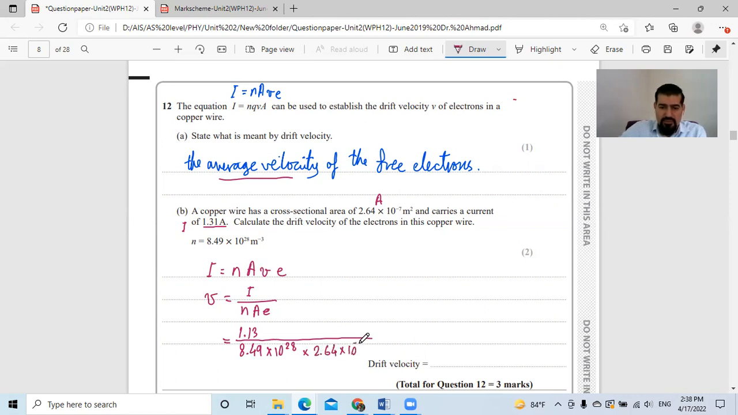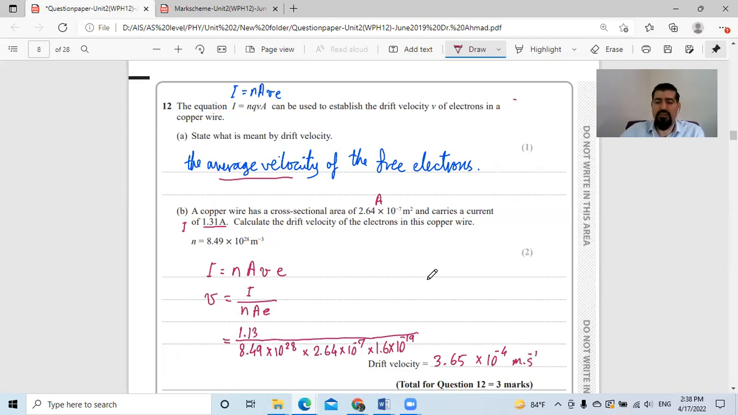8.49 times 10 to the power of 28, the electron density, times the cross-section area, they give it to us, times 10 to the power of -7, multiplied by the charge of each electron. We know that the charge of each electron is 1.6 times 10 to the power of -19, which is a constant value, and eventually our answer will be 3.65 times 10 to the power of -4 meters per second.